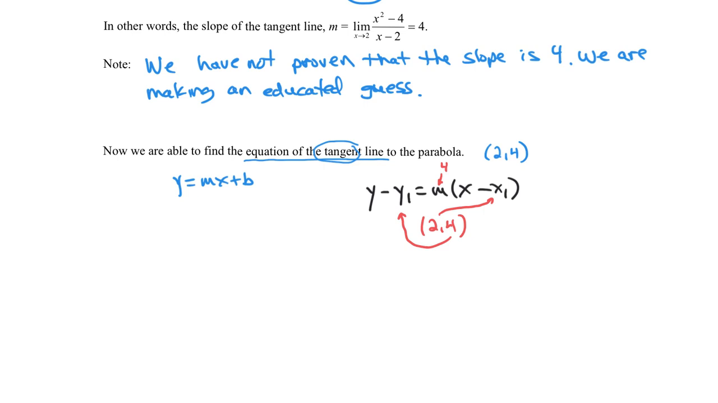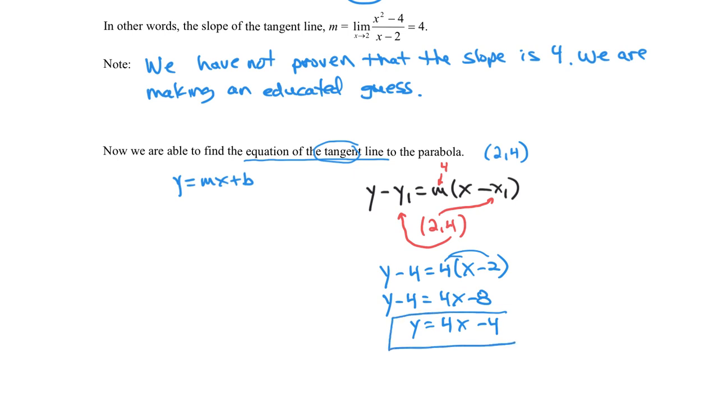So with this technique, you'd get y minus 4 equals 4 times x minus 2. We basically solve this for y, so I have to distribute through here. You get y minus 4 equals 4x minus 8. Then we add 4 to both sides, and we get y equals 4x, negative 8 plus 4 gives us minus 4. So that is the equation of a line that is tangent to the parabola at the point 2,4.